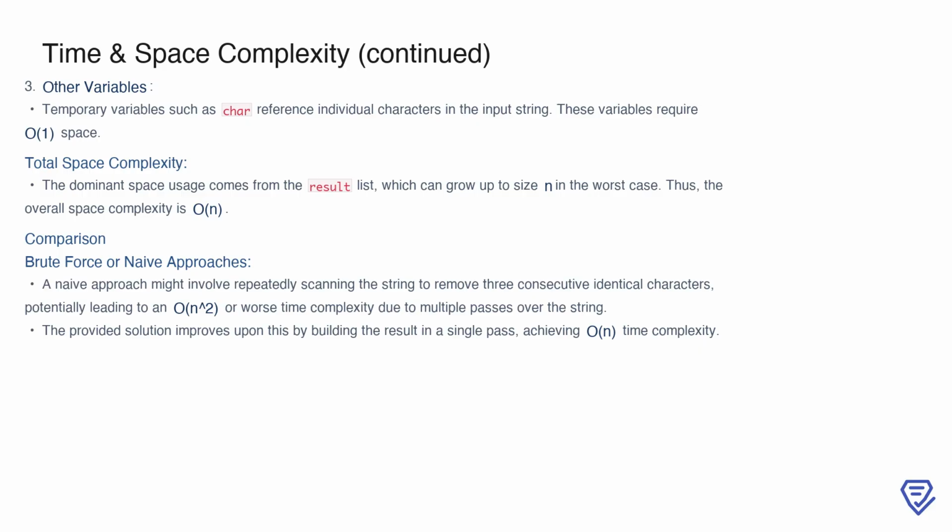Comparing this approach to a naive or brute force solution, which might involve repeatedly scanning and modifying the string, this solution is far more efficient. Brute force methods could easily result in time complexities of O(n squared), or worse, due to multiple passes over the string. By building the result in one pass, this algorithm achieves a significant improvement in both time and space efficiency.